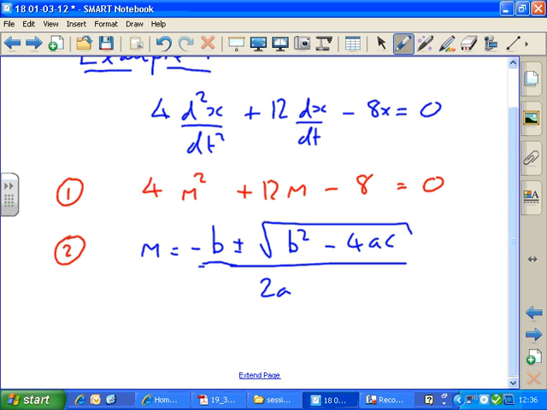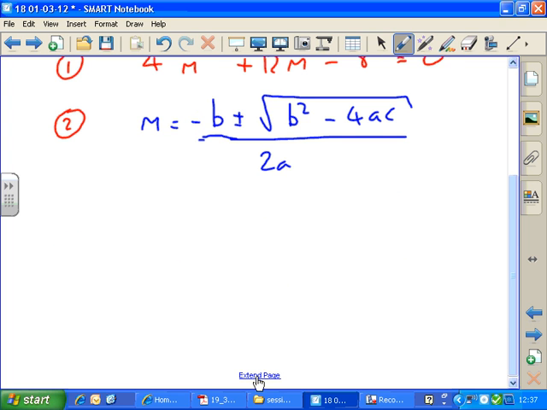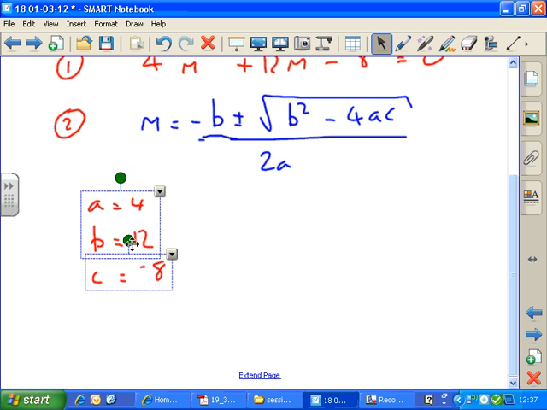So to find the value of m, we use this formula, where a is the coefficient of m squared, b is the coefficient of m, and c is the number, isn't it? So for this particular example, a equals 4, b equals 12, and c equals -8. Okay? So we just plug those values into this quadratic formula and solve the quadratic equation. So I would like you to do that now, please.